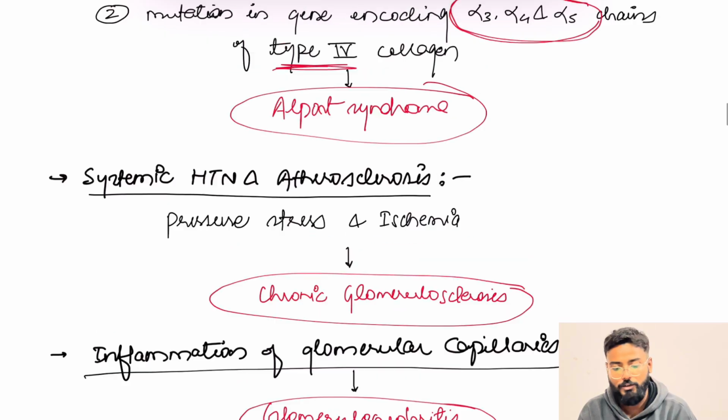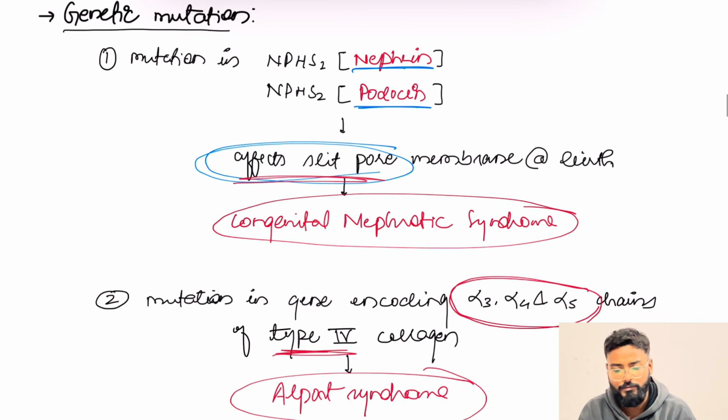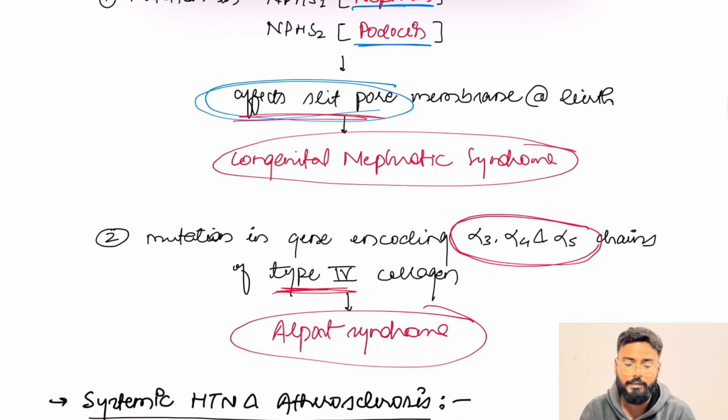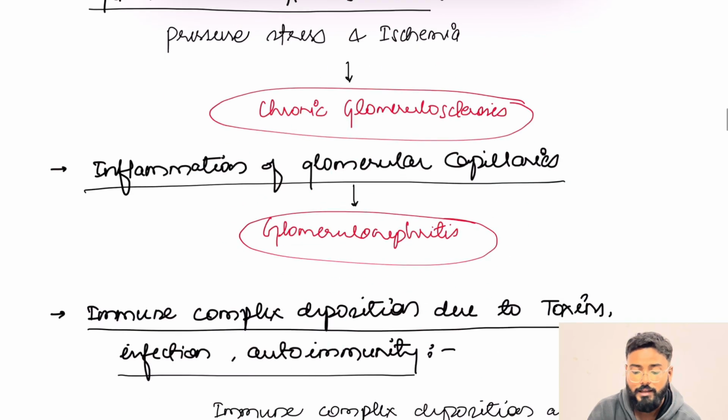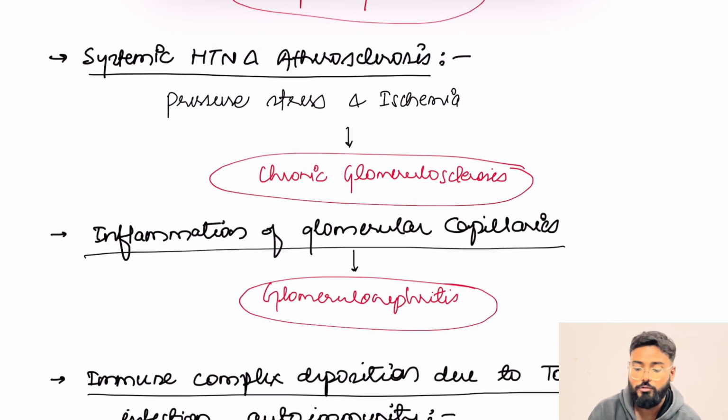See, in all these cases, in case of genetic mutations, it is going to affect slit pores. Here in Alport syndrome there will be loss of collagen. In case of hypertension and atherosclerosis, there is going to be glomerular sclerosis. Why? Because there will be ischemia. Ischemia is ultimately going to lead to sclerosis.